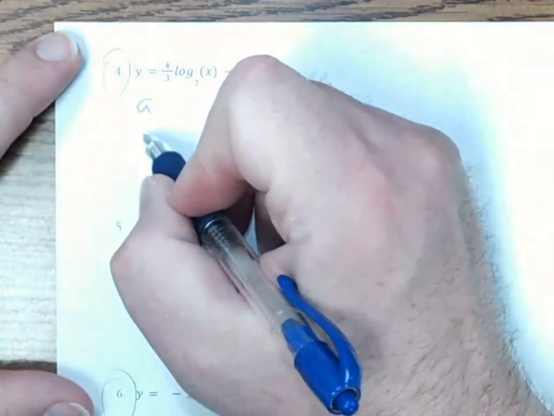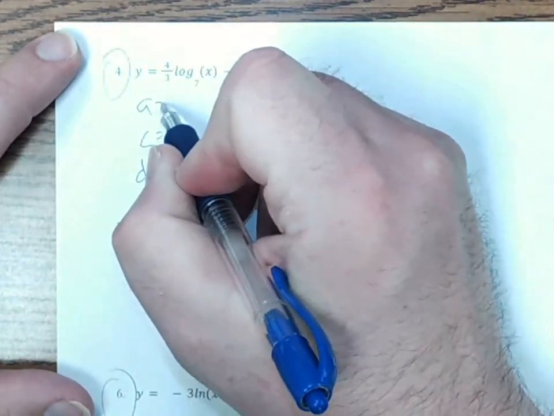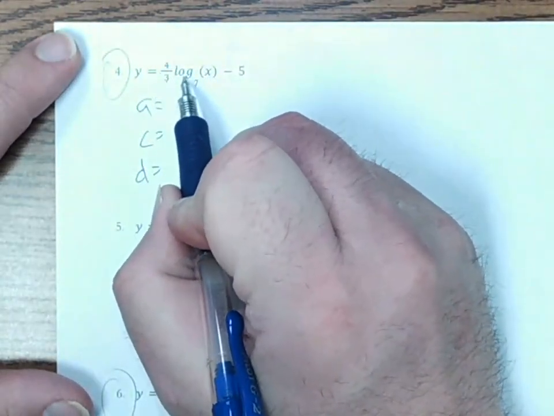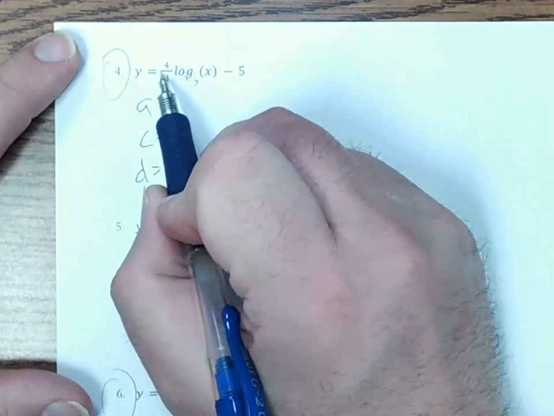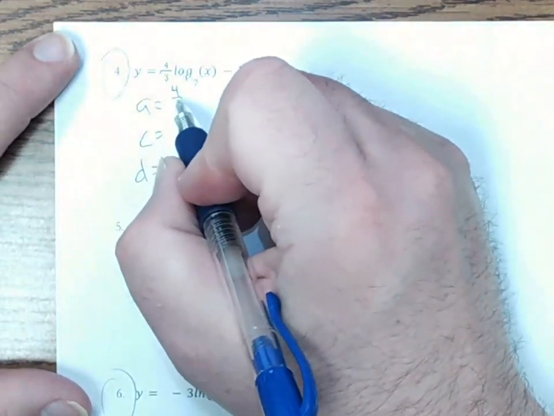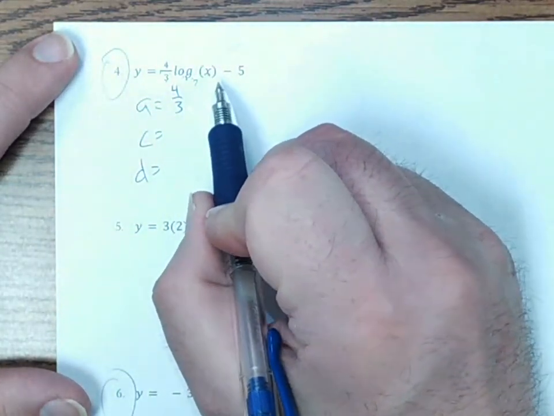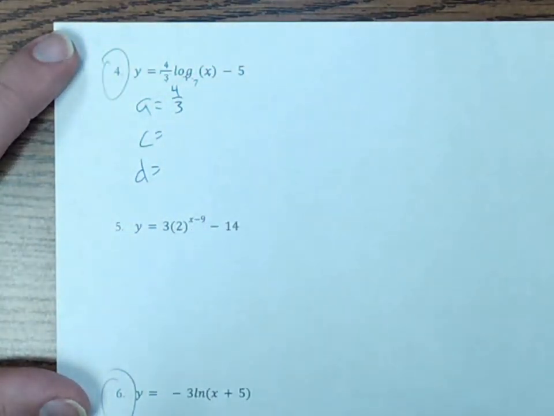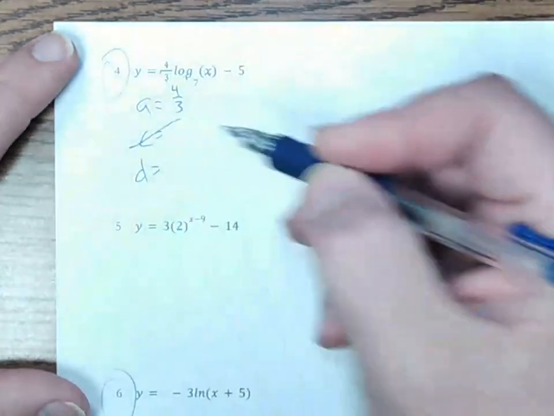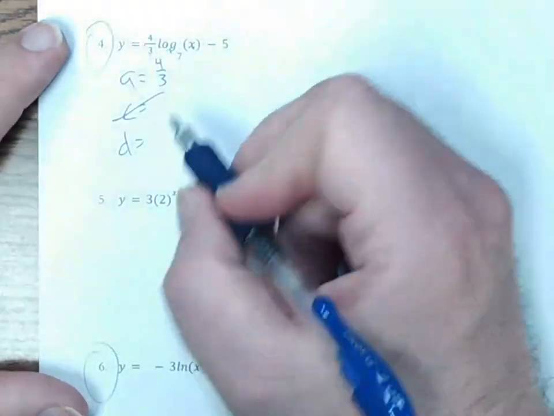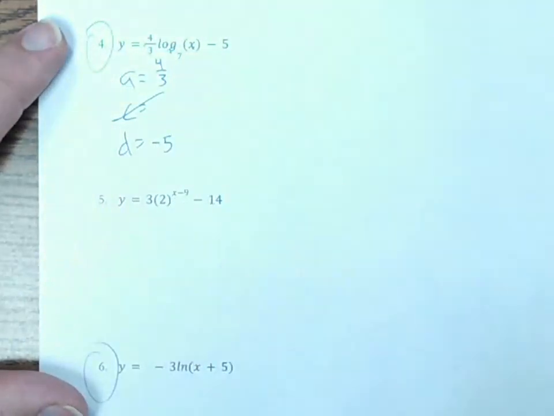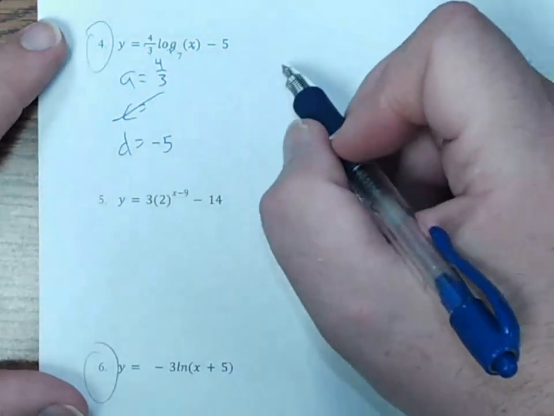Number 4, let's find A, C, and D. My A is out in front of the, this is a logarithm, so my A is in front of the word log, that would be 4/3. C would be inside the parentheses. All I see is an X inside the parentheses. I would need something being added to it or taken from it. I don't have that, so there is no C. And then on the end here, we got -5. That's my D value.